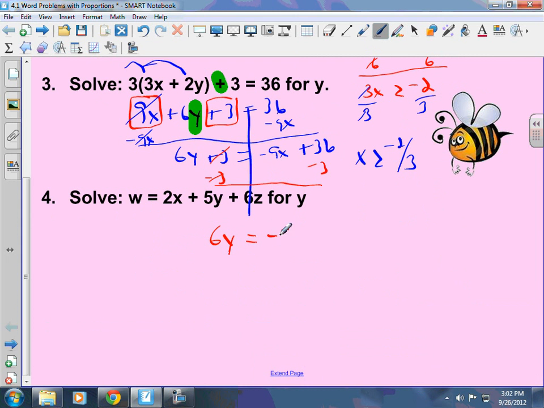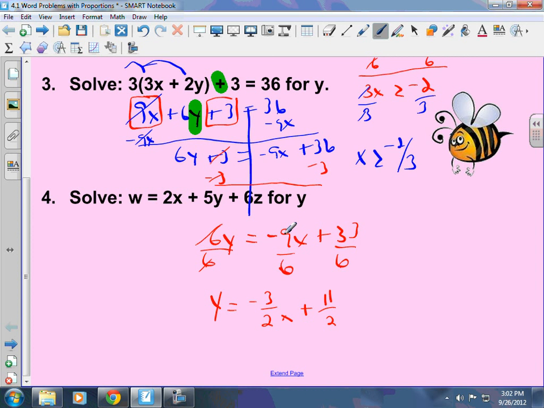So this cancels. I get 6y equals negative 9x plus 33. I line up my 36 and my negative 3 and get 33. Now I divide everything by 6. Remember, we're getting ready to solve for slope-intercept. So when you have x and y and you're solving for y, you divide everything by the number next to the letter. So y equals negative 3 over 2x plus, this is going to be 11 over 2.